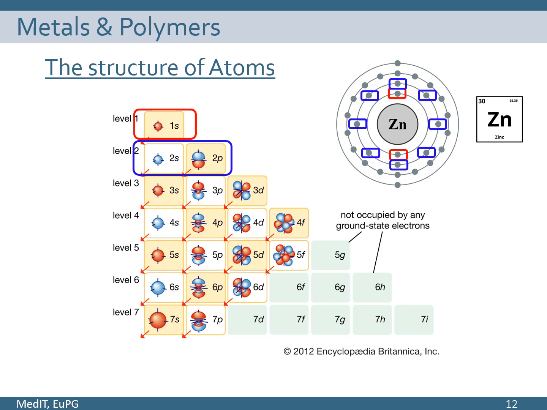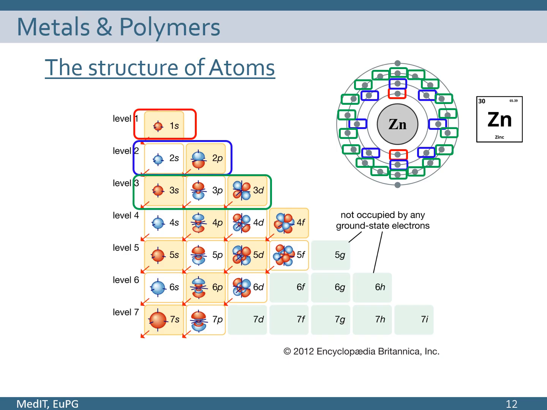Moving on to level 3. Level 3 contains 1 3s orbital, 3 3p orbitals, and 5 3d orbitals. So we place 2 electrons in 3s, 6 electrons in 3p, and 10 electrons in 3d. This gives a total of 18 electrons in level 3. So far we have placed 2 plus 8 plus 18 electrons, that is 28 electrons. Only 2 remain.